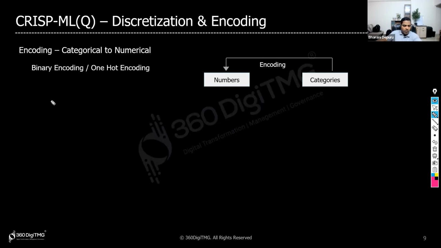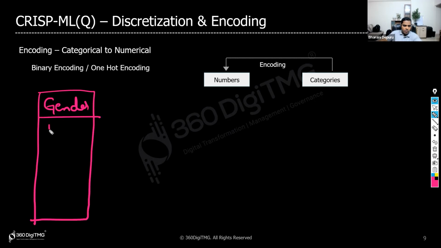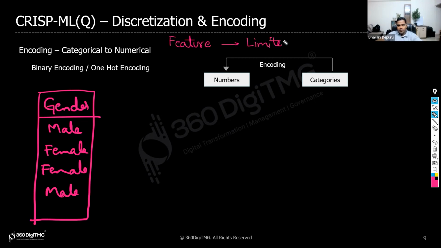Suppose there is a column called gender. And in this column, suppose you have male, female, male, and so on. Assume that there is no other gender, there is only male and female for our understanding. Any column or any feature which has limited values would be called a factor. And whatever those limited values are would be called levels in the factor.